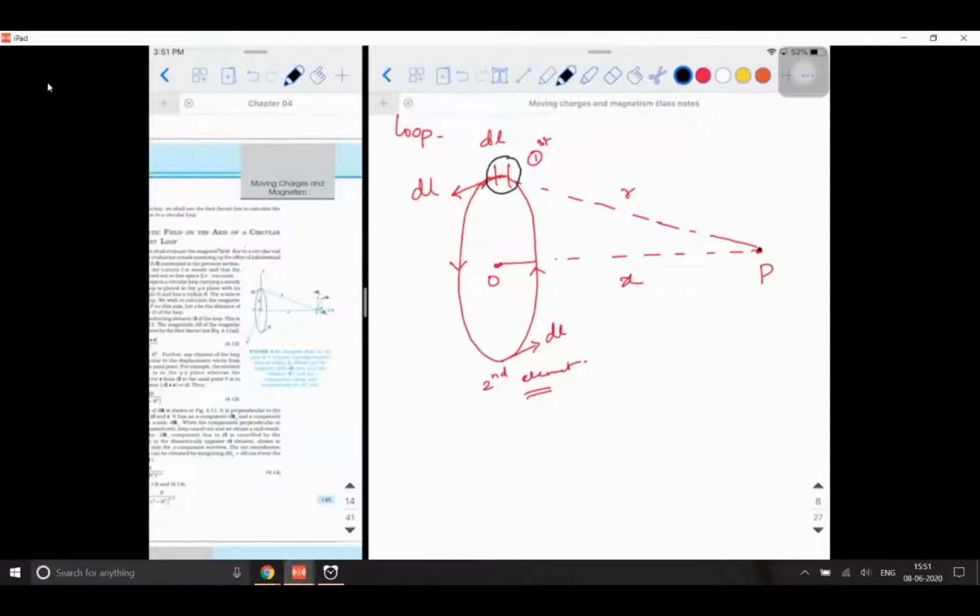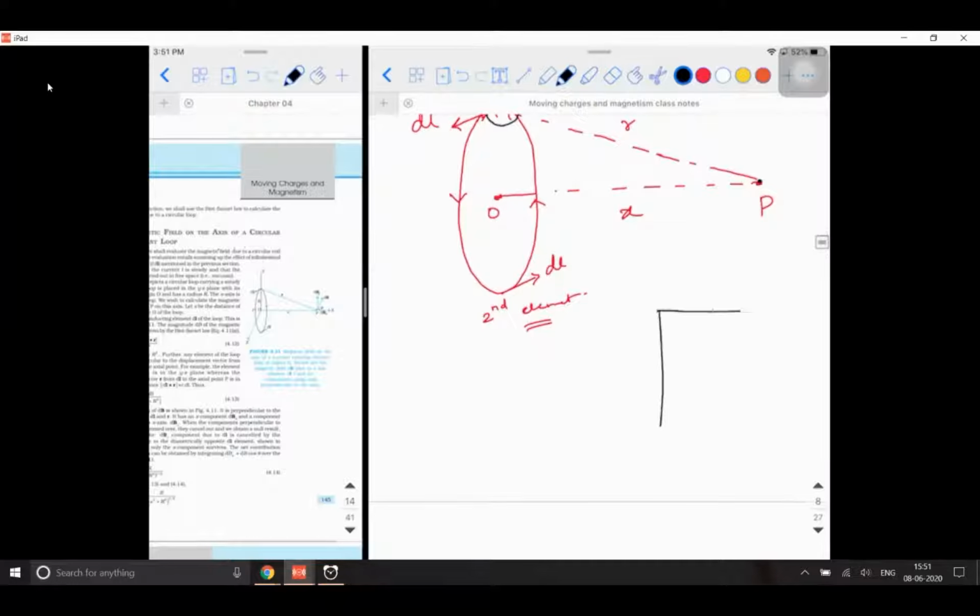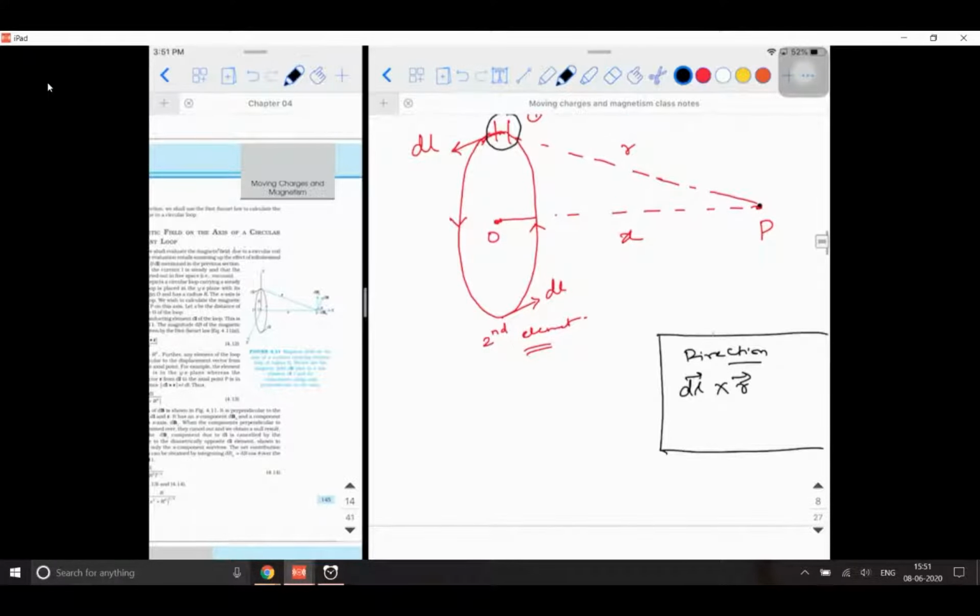So how do we find? This is going to be rough work. Whatever I'm showing here should be rough work you do for any problem. The direction is given by the cross product of dl vector cross r vector, where dl is the direction of the current carrying element. In this case, the direction of the current carrying element is k cap, cross r cap, which you need to choose very clearly.